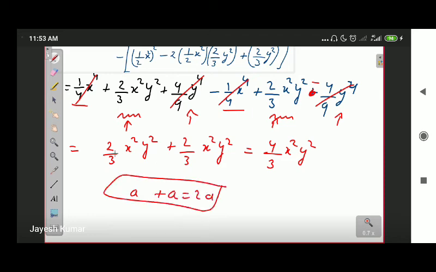See, 2 upon 3 x square y square plus 2 upon 3 x square y square is the same term added with itself once again. So this is a plus a. You consider first term as a, second term as a. You are adding both the terms. You can simply multiply one term with two, and that will be your answer. Okay.